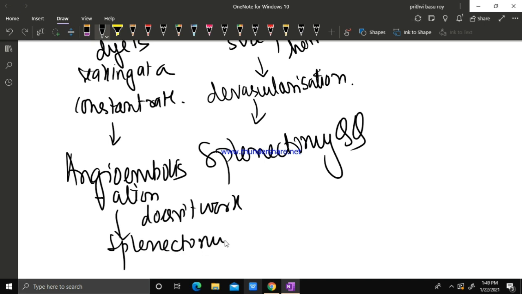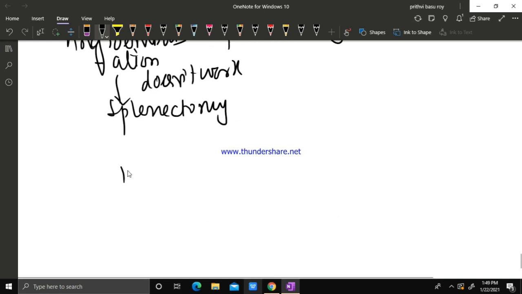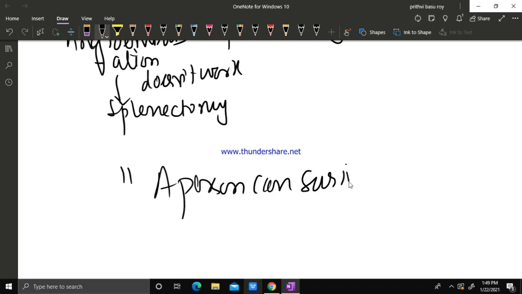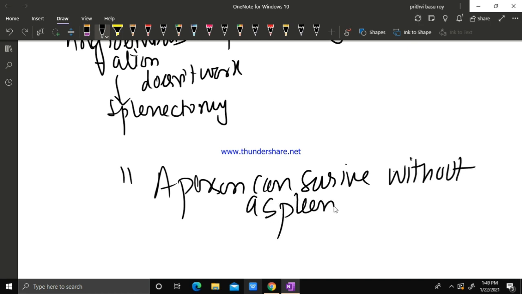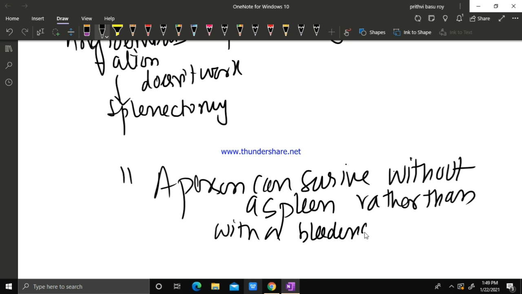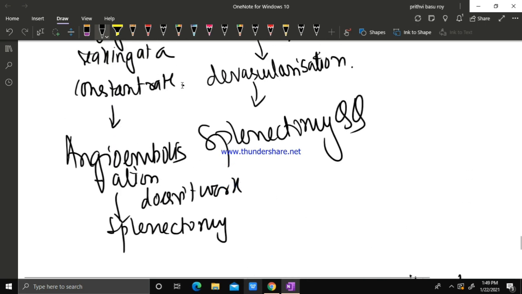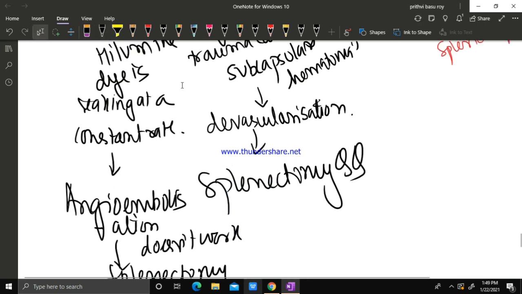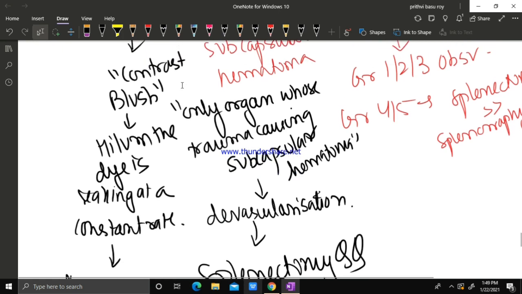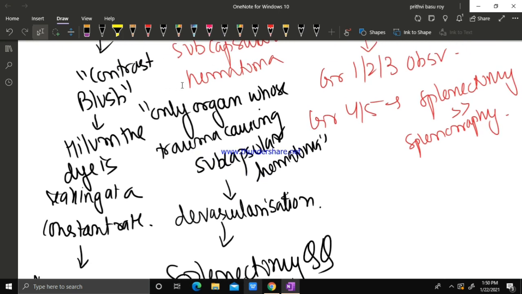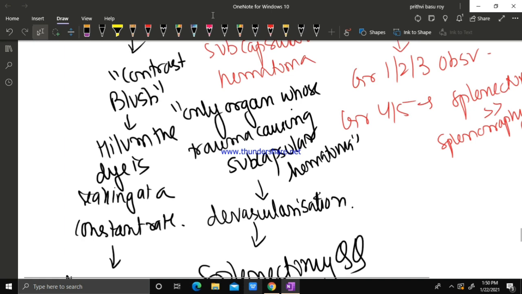There is a dictum. Let me say the dictum. A person can survive without a spleen rather than with a bleeding spleen. So it is not a torrential hemorrhage which I am talking about. Subcapsular hematoma anyhow is going to progress. So even if there is not much hemorrhage at the time, you go for splenectomy. Grade 4, grade 5, definitely there is devascularization. You have to go for splenectomy. 1, 2, 3 you can observe for self-resolution.